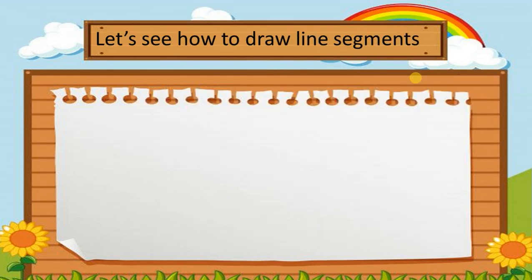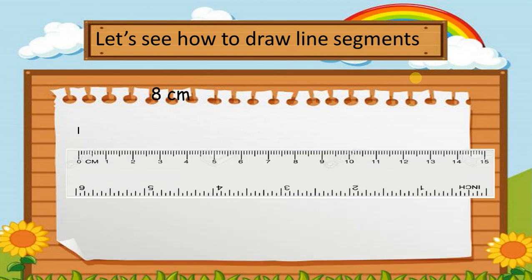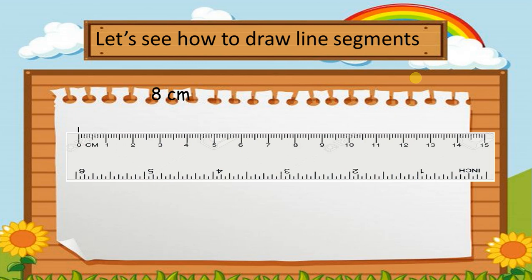Now, I'm going to teach you how to draw line segments. Here, I'm going to teach you how to draw 8 centimeter in your notebook. For drawing 8 centimeter, you have to draw a small line like this. After that, just over the line, you have to keep 0 of your scale. And remember, children, you have to keep the centimeter side because you are drawing 8 centimeter over here. Place your 0 right next to this line that you have drawn. Now, put the pencil and draw a line till 8.